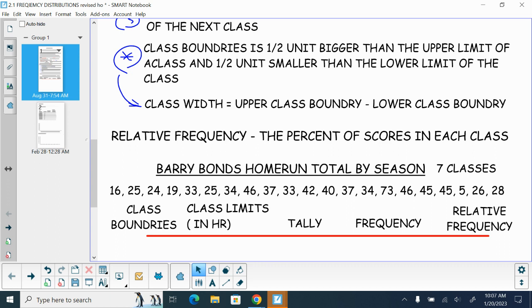Relative frequency. Relative frequency is the percent of scores. What is the percent of scores in each class? When you talk about a relative concept, you talk about percentages of.